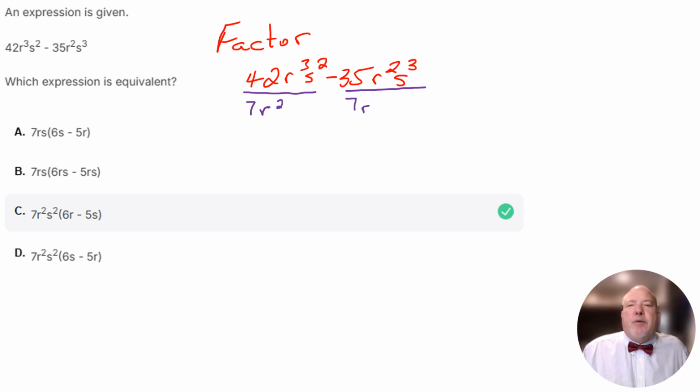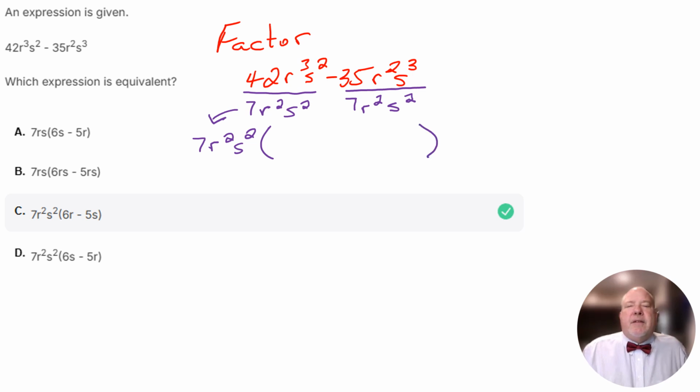And I have to divide both of these by the same thing, okay? Now I go to the s's, s to the second, s to the third. The smaller one's s to the second. So I'm going to divide by s to the second. So now here's what we do to write our answer. I take what I'm dividing out and I write it down, 7r to the second, s to the second.